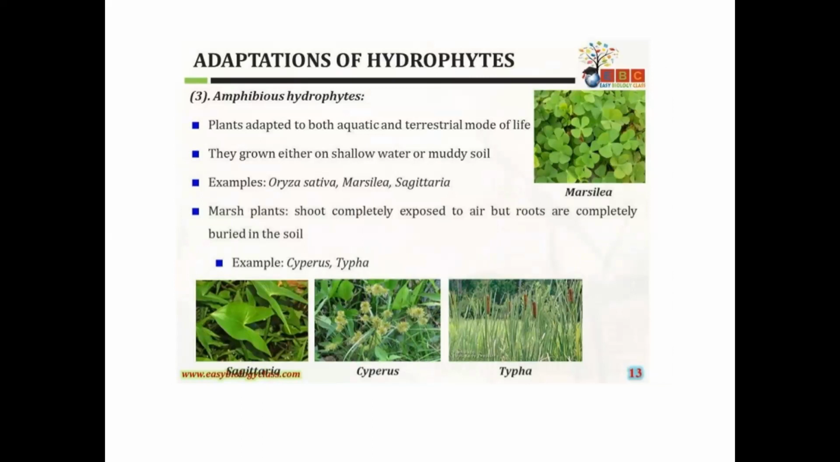So amphibious hydrophytes are plants adapted to grow in both aquatic and terrestrial modes. Generally the shoot is completely exposed to air, but the roots are completely buried in the soil. Examples of marsh plants are Cyperus and Typha. For amphibious hydrophytes, Oryza sativa, Marsilea, and Sagittaria.